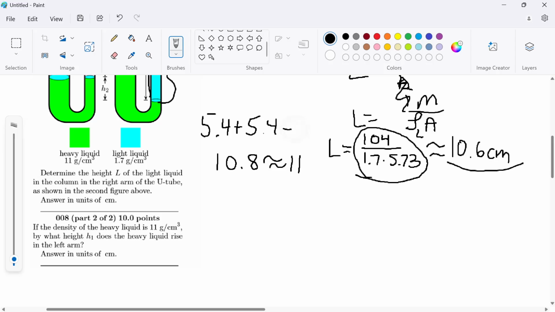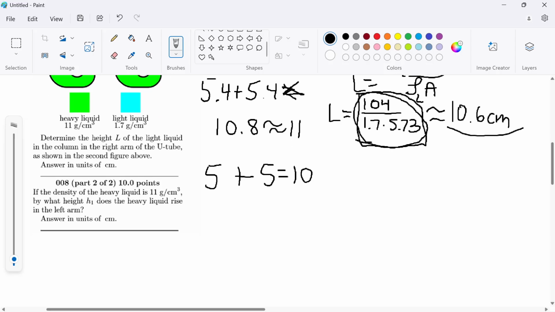But what if I round it at this stage, in the middle of the calculation? 5.4 rounded to the nearest whole number is 5. 5 plus 5 is 10. So you can see it creates inaccuracy. So I'm going to use the exact value for L, and then I am going to round the final answer, and that's for the second part.